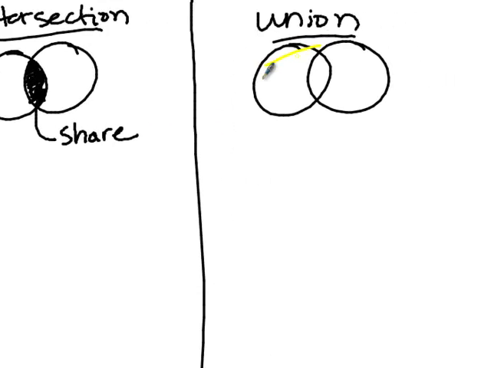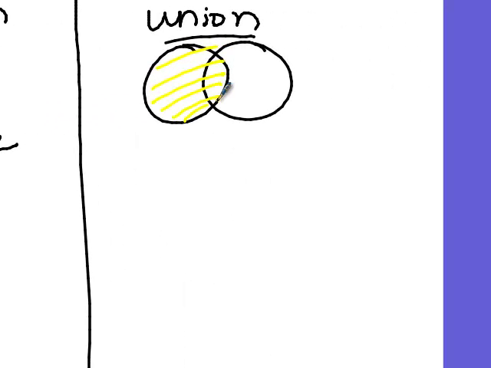When I look at a union with a Venn diagram, what I'm going to do is I'm going to say I need all of this stuff right here on the left-hand side. I need all this stuff right here on the right-hand side. And what's getting filled in? Everything. When I think about a union, that's exactly what it means. Everything is possible.